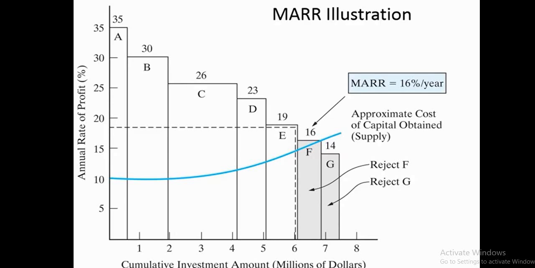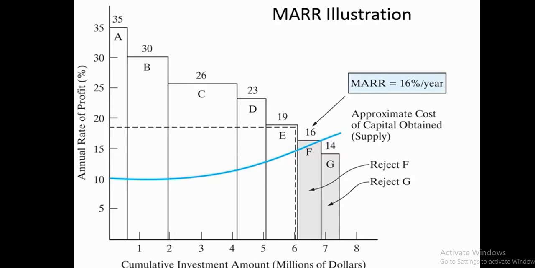Now if you look at this A project, B project, C project, D, E, F, G project, in those particular projects, if you look at the investment in A project, this investment is less than $1 million, and it gets a return at a 35% interest rate.